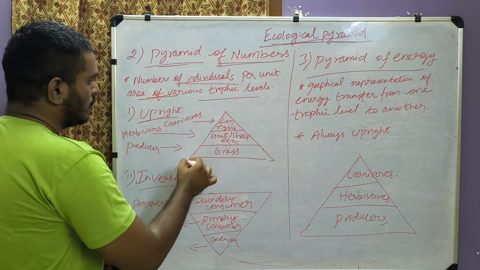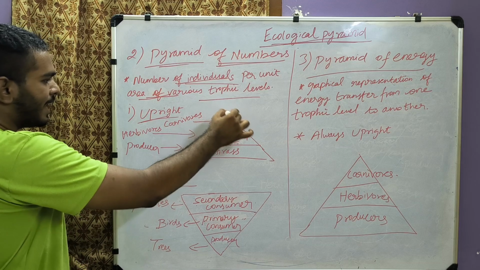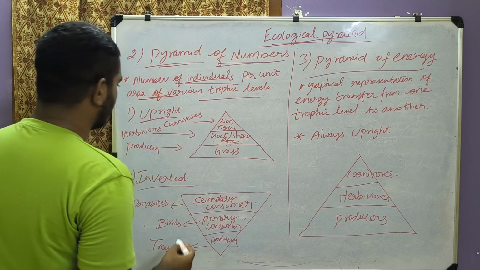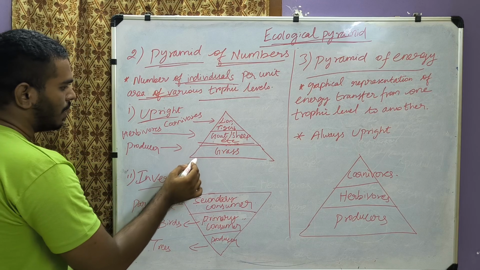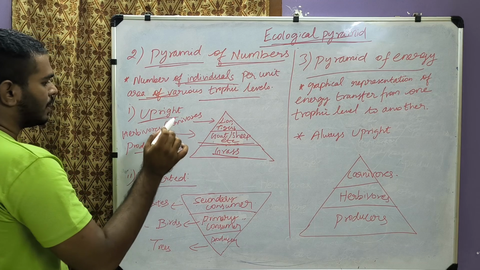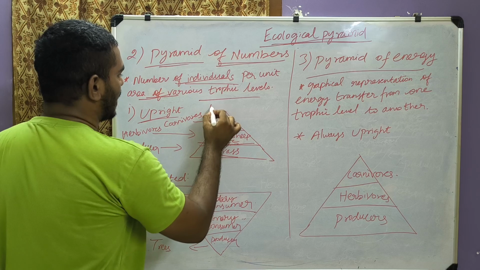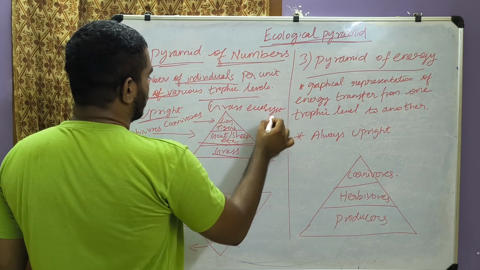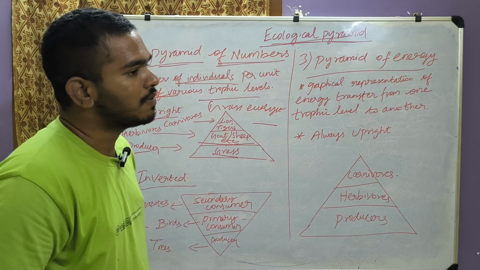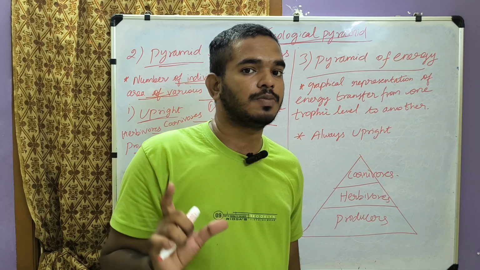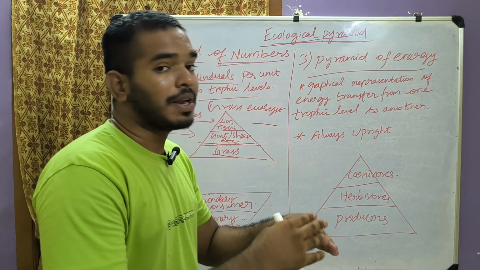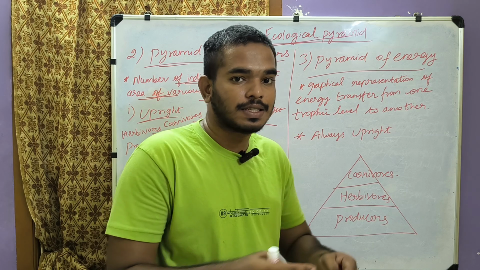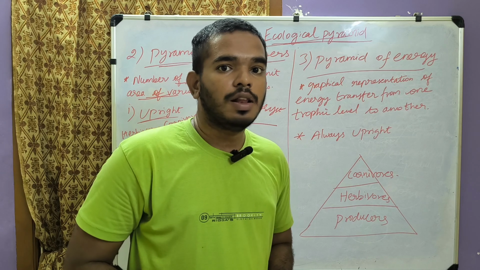One is upright, so the triangle will be in an upright shape. Here at the bottom level it occupies grass. This is the example for a grass ecosystem. The number of grass will be high because grass is small in size, so there are huge numbers of grasses that fill a small area.